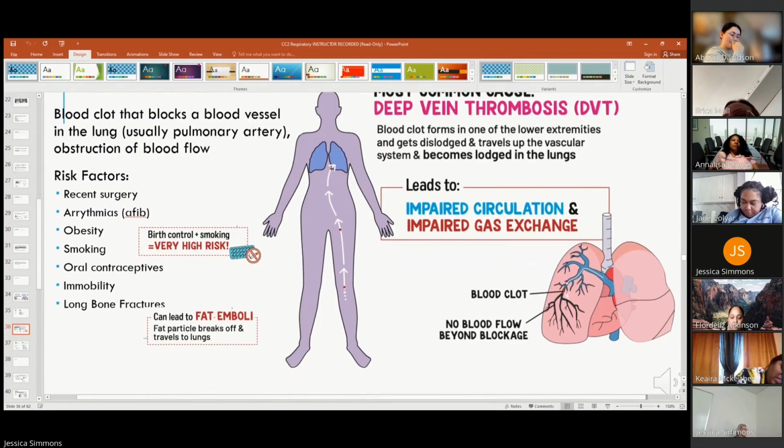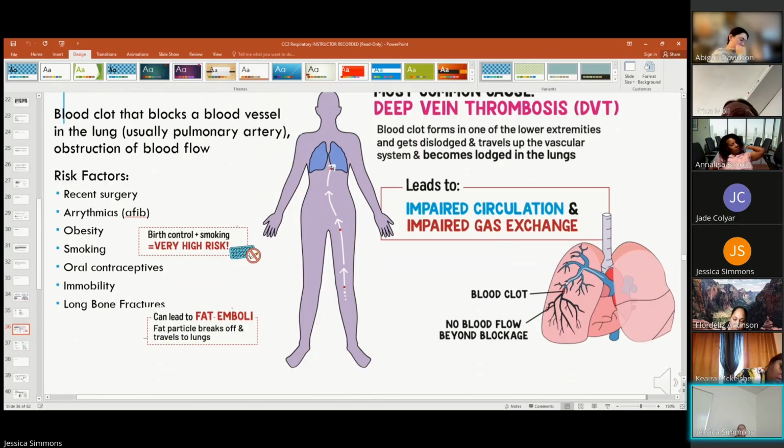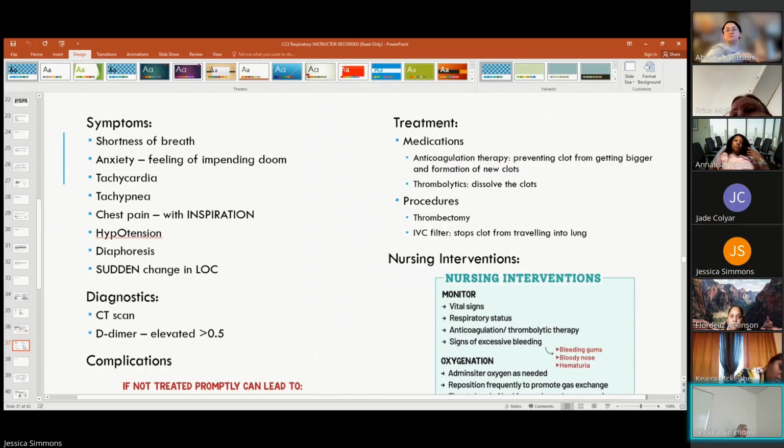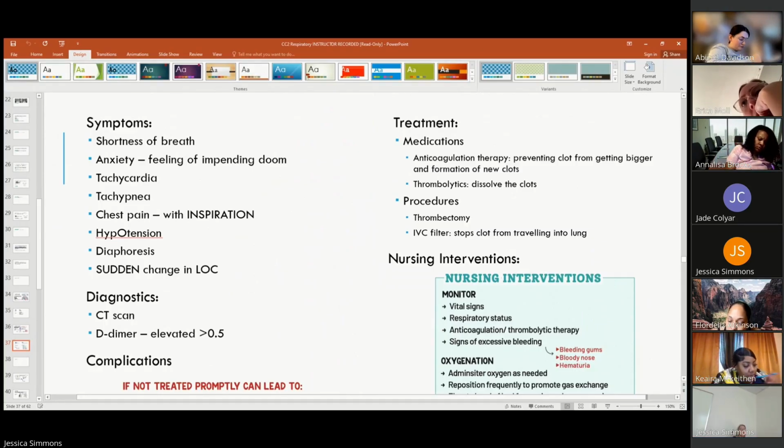So you see, there's this PE right here in the middle of the bronchioles. So it cuts off oxygen and blood flow to the rest of the lung tissue. Which is why your first symptom of a PE is shortness of breath. Also, anxiety and a feeling of impending doom. Tachycardia, your heart is working harder to oxygenate. Tachypnea, you're breathing faster to get more oxygen.